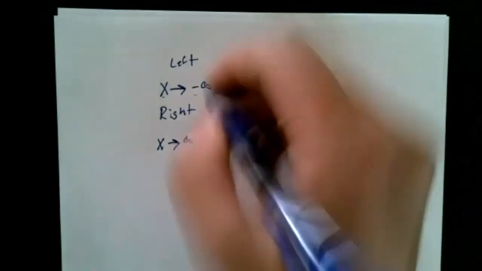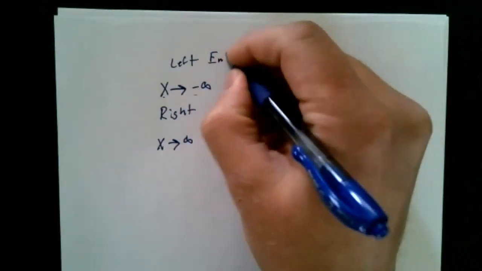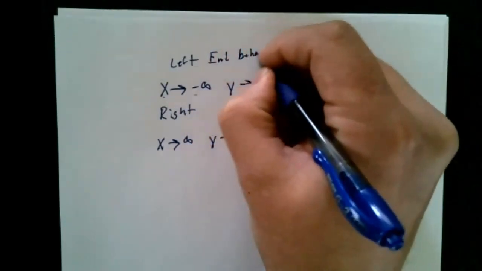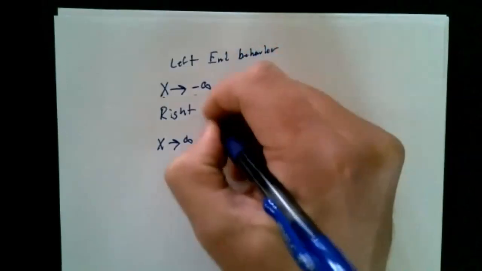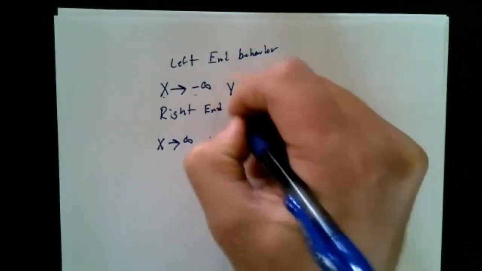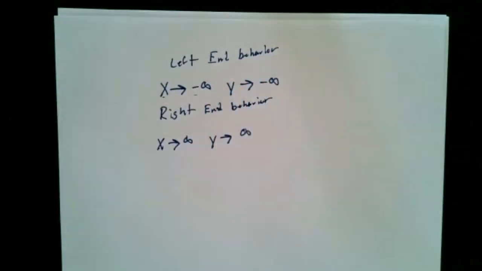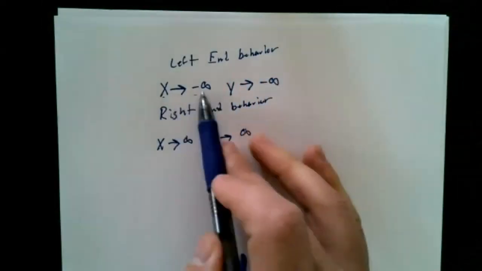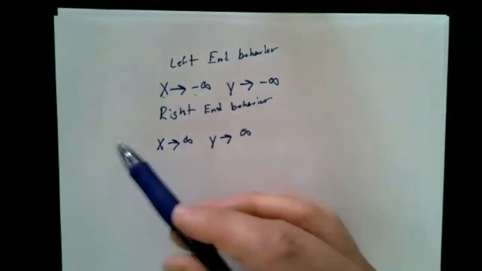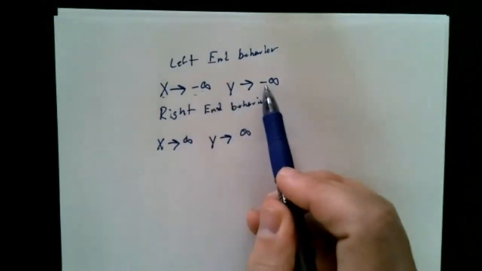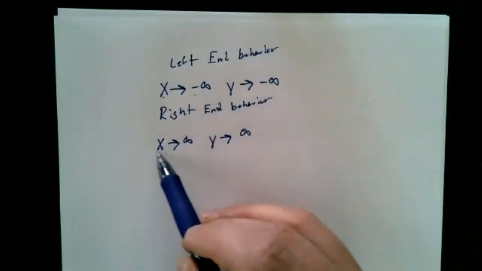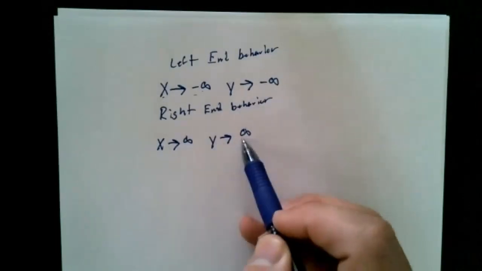So this would be your left end behavior on top. And this would be your right end behavior. So as x goes towards negative infinity, the farther we go left, the graph goes farther and farther down. And the farther we go right, the graph goes farther and farther up.